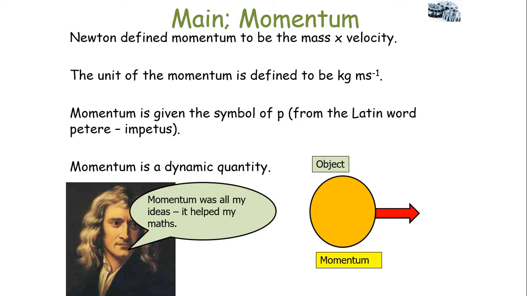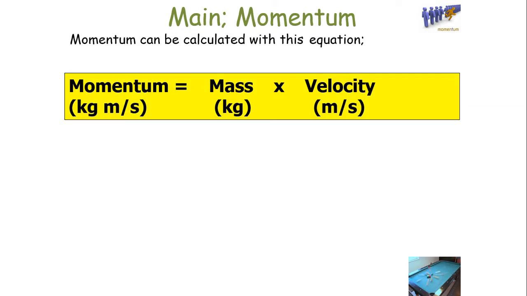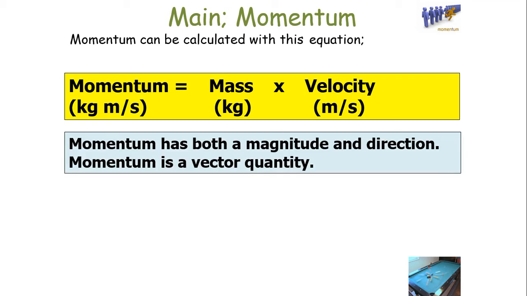So what do we know so far? Newton defined momentum to be mass times velocity. The unit of momentum is kilogram meters per second, and momentum is given the symbol of P. And momentum is a dynamic quantity. Any object moving has to have momentum. So momentum is calculated with the equation momentum in kilogram meters per second is equal to mass in kilograms times by velocity in meters per second.